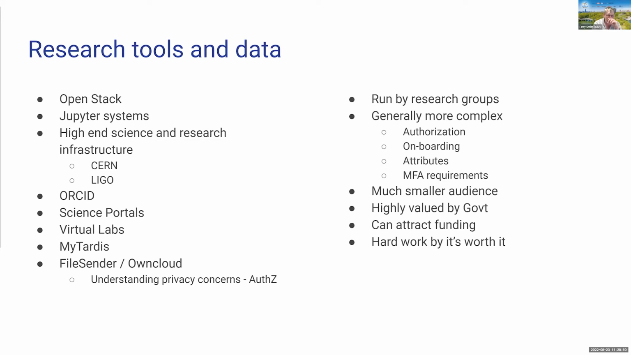The Biocommons group are building a portal in Australia as we speak. The virtual labs, the metadata services, FileSender, ownCloud, and they're understanding privacy concerns, so they're building authentication or authorization into their tools. Research by groups generally is more complex. Authorization, onboarding, additional attributes that are coming from the group or from the virtual organization rather than from the home organization. And the need to provide multi-factor authentication even if the home organization doesn't do it.